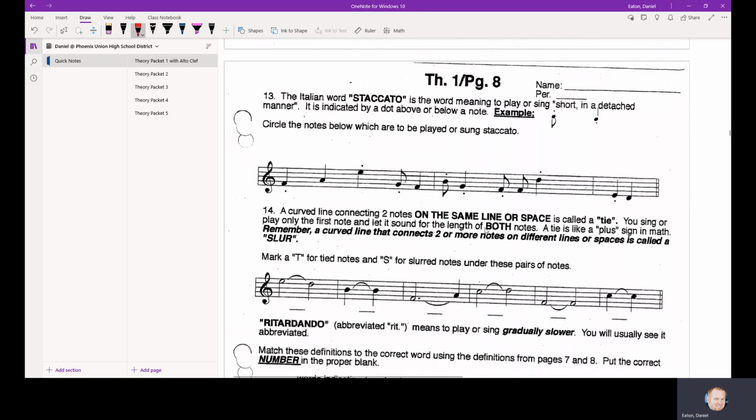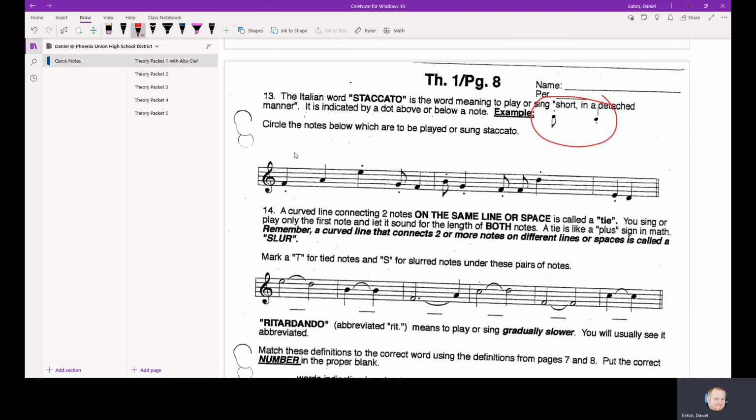The Italian word staccato is the word meaning to play or sing in a short and detached manner. It is indicated by a dot above or below a note. The examples are these two notes right here. As you can see, there's a dot here and a dot here. Circle the notes below which are to be played or sung staccato.